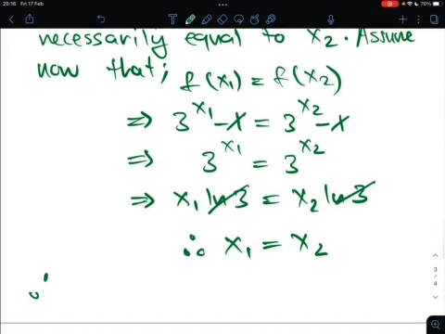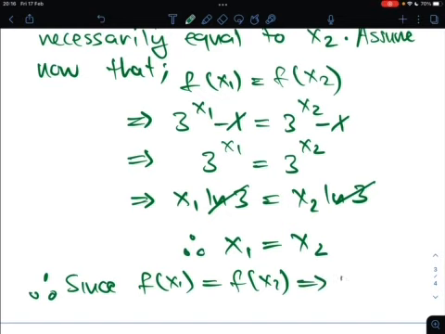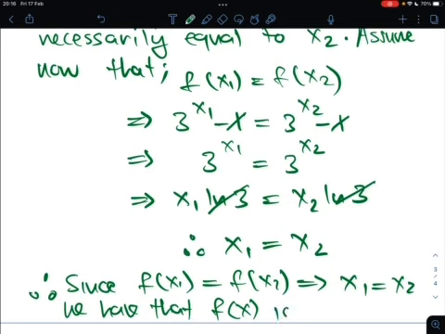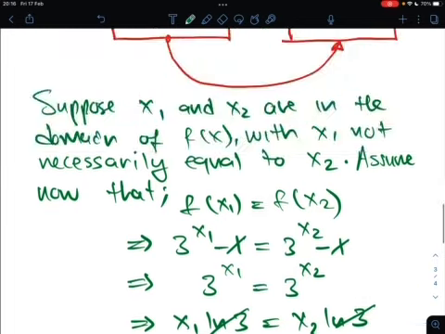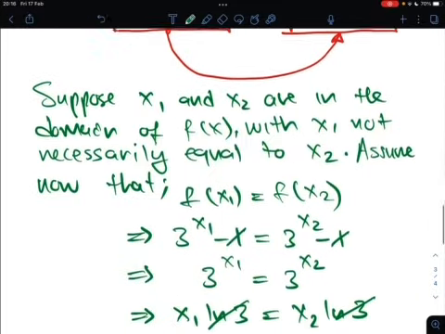So therefore we can see now that since f of x1 equal to f of x2 implies x1 is equal to x2, we have that f is injective. You see that? From the definition that we have, this is exactly what happens, which shows that the function that we defined here is an injective function.